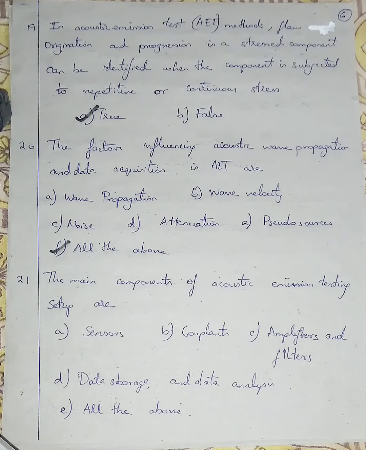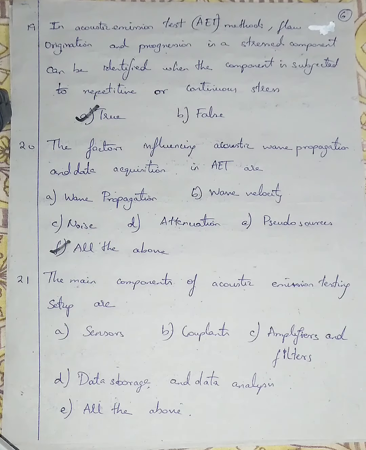Question number 21. The main components of an acoustic emission testing setup are. In an acoustic emission testing setup, meaning the whole equipment, what are the components there? Option number A is given as sensor, option number B is couplants, option number C is amplifiers and filters, option number D is data storage and data analysis, option number E is all the above.